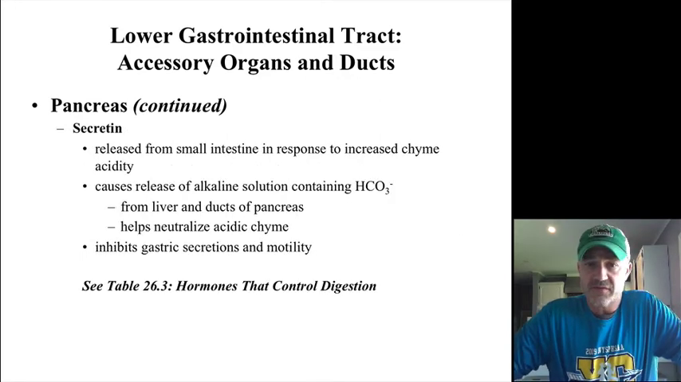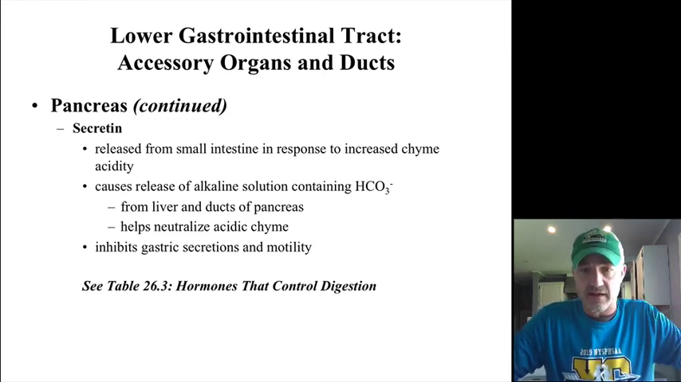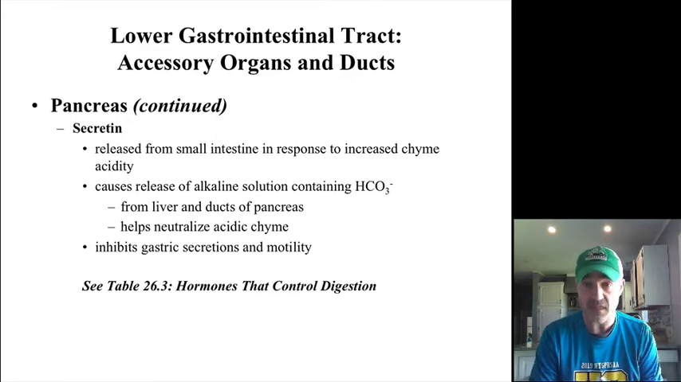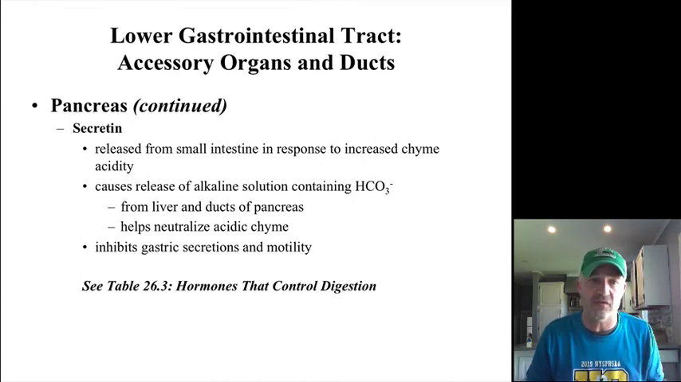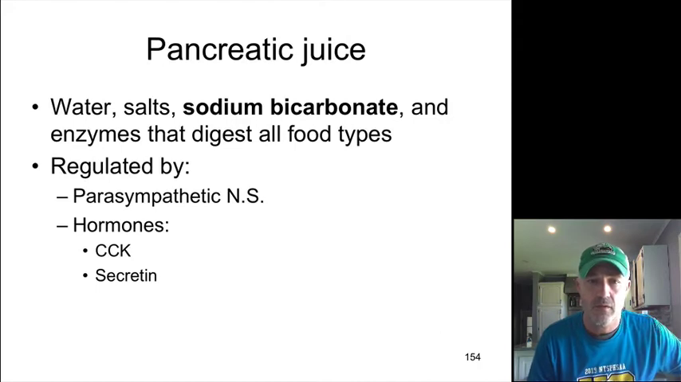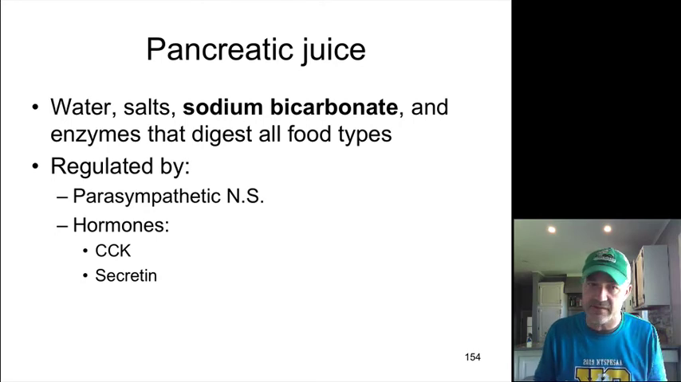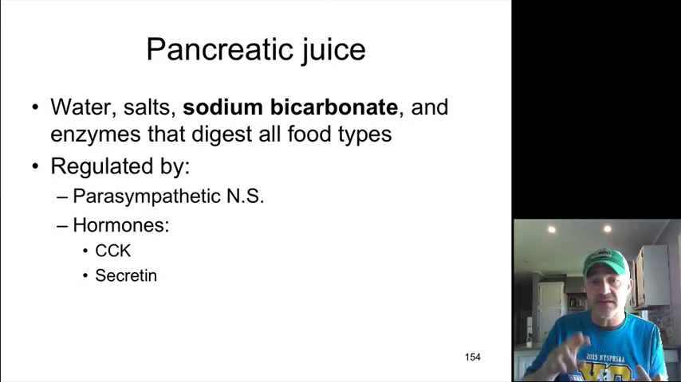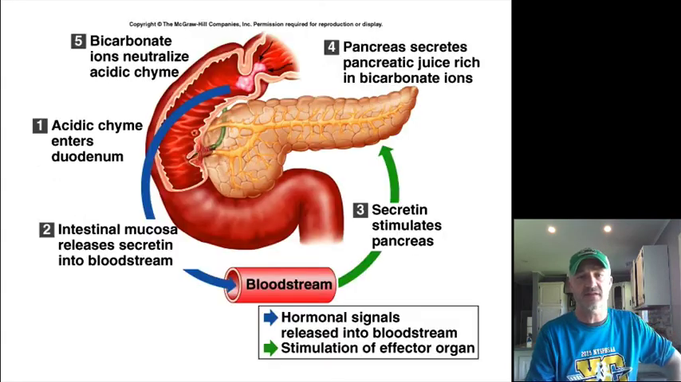Another hormone that is released from the intestines is secretin. Secretin acts on those ductal cells of the pancreas to release the alkaline solution, that bicarb-rich solution, which helps to neutralize that acidic chyme and makes it so that the acidity from the stomach does not cause damage to the small intestine. So again, pancreatic juice is mainly water, salt, sodium bicarb, as well as enzymes. Again, it's those hormones CCK and secretin that are going to trigger the release of this, and again, it is influenced by the parasympathetic nervous system.